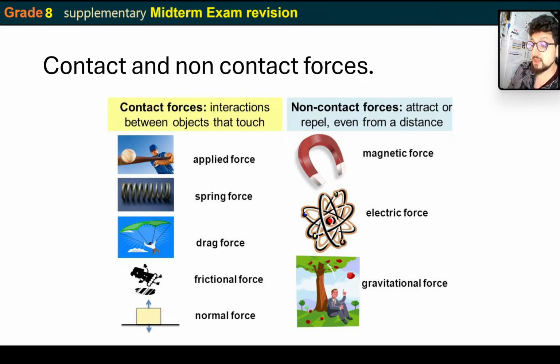The other one is magnetic forces, and obviously these are not contact forces as well, because you can attract things to a magnet without using any forces or strings or anything like that.